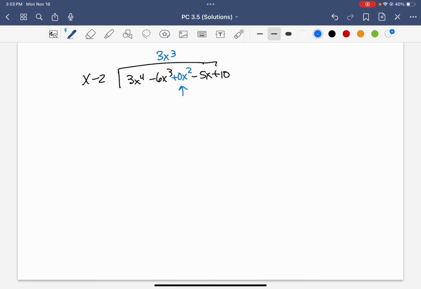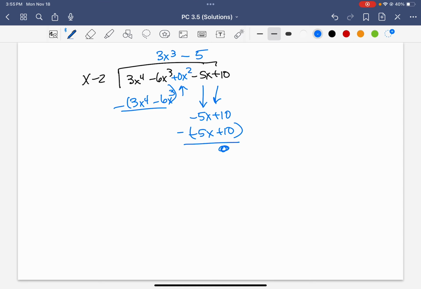And I guess I need 3x cubed, gives me 3x to the 4th minus 6x cubed. And when you subtract, you get 0. So then you pull down the 0x squared, and that doesn't help. So then I guess I need to pull down 2 terms. So I bring down this and this because it wants to attack 2 terms. So I go negative 5, and that gives us negative 5x plus 10. So when I subtract, I get 0, remainder of 0.